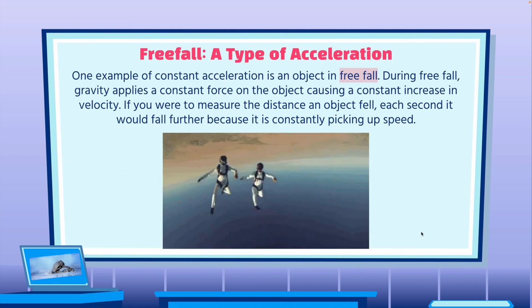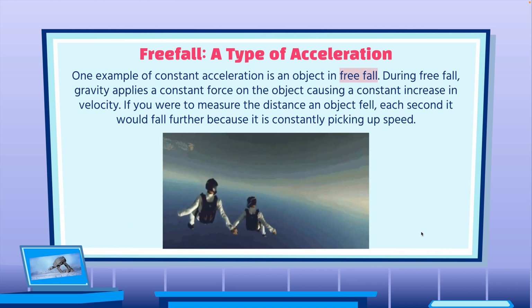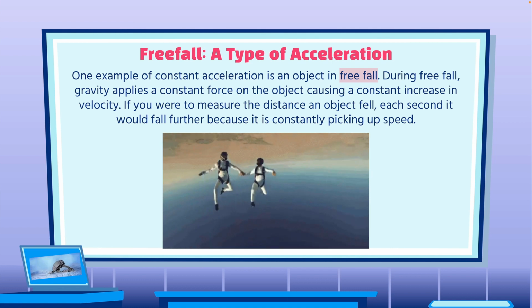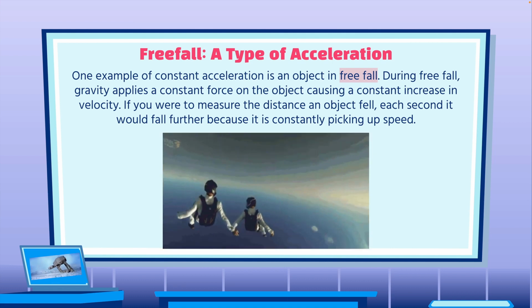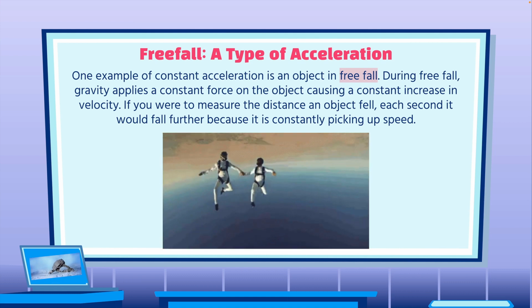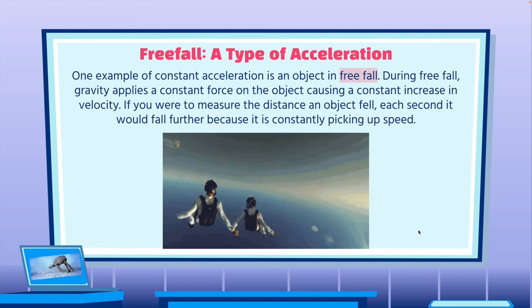Free fall, a type of acceleration. One example of constant acceleration is an object in free fall. During free fall, gravity applies a constant force on the object, causing a constant increase in velocity. If you were to measure the distance an object fell, each second it would fall further because it is constantly picking up speed.